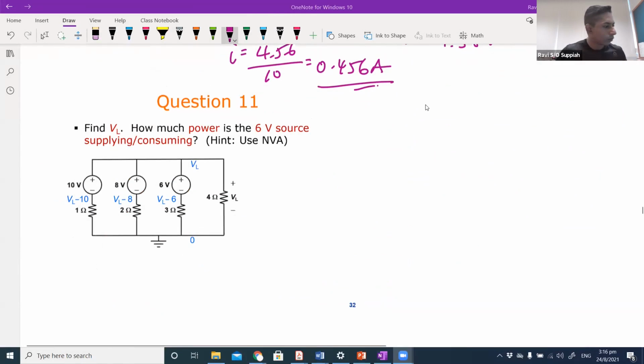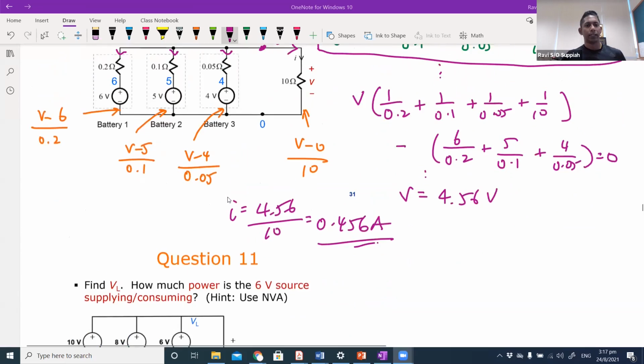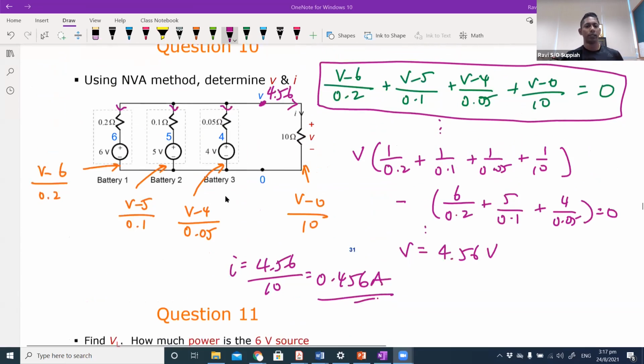Okay, so let's move on to question 11. They ask you to find VL, and how much power is the 6 volt source supplying or consuming? The hint is to use NVA. If you look at this circuit and the earlier circuit, it is almost identical.